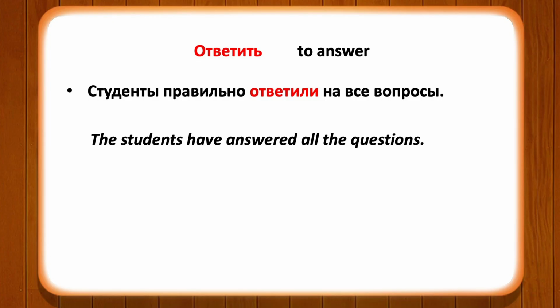Студенты правильно ответили на все вопросы. Here the verb ответить is used, which is a perfective aspect verb of the imperfective verb отвечать. Отвечать, ответить means to answer. Студенты правильно ответили на все вопросы. Here it is again indicating that the action has taken place once and has been completed.